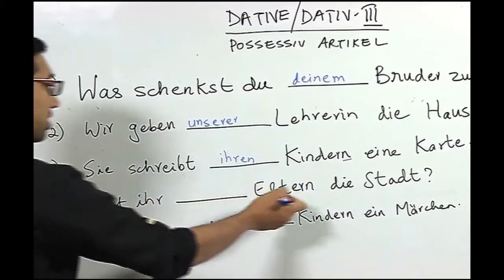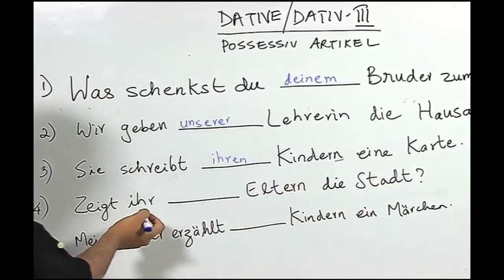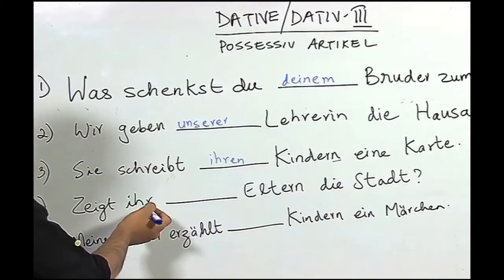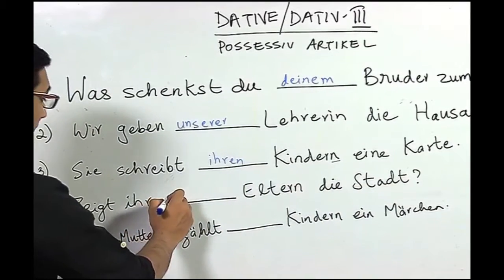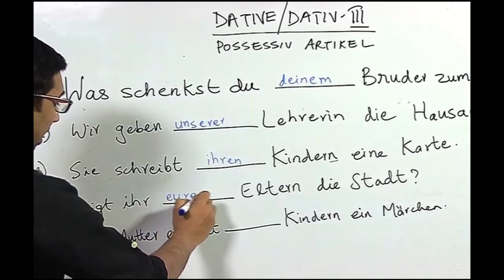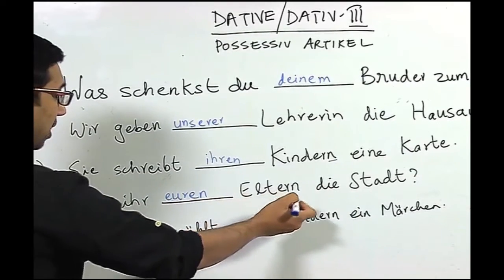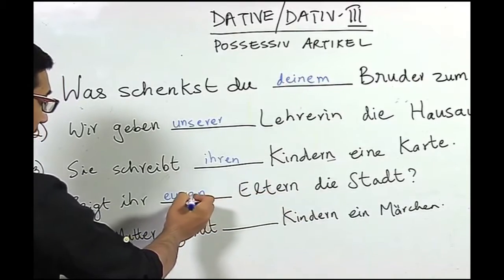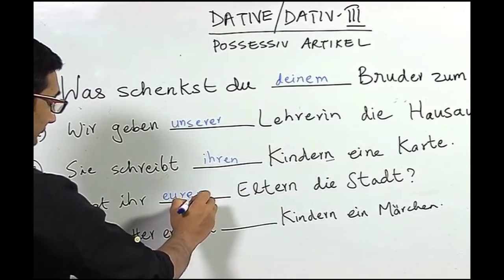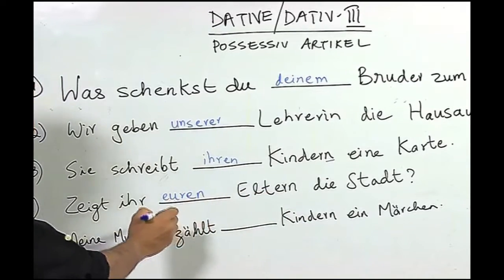Now, let us look at sentence number 4. Zeigt ihr Eltern die Stadt? Here we have the pronoun ihr, and we know that with ihr we make the possessive article in dative euren. Why? Because we have here Eltern, which means parents, in plural, and the dative ending in plural for the article is n or en, as you know.